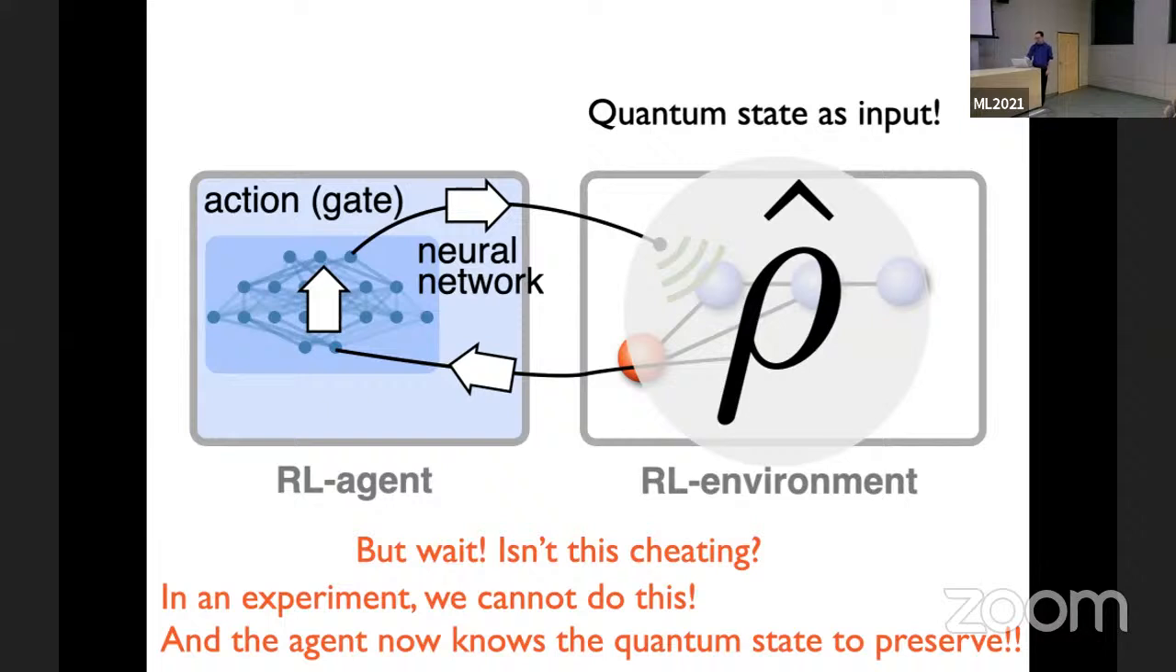Okay, so to solve the second problem, that the agent should not be able to cheat us, it should not know what the quantum state is and then let it decay and recreate it later.